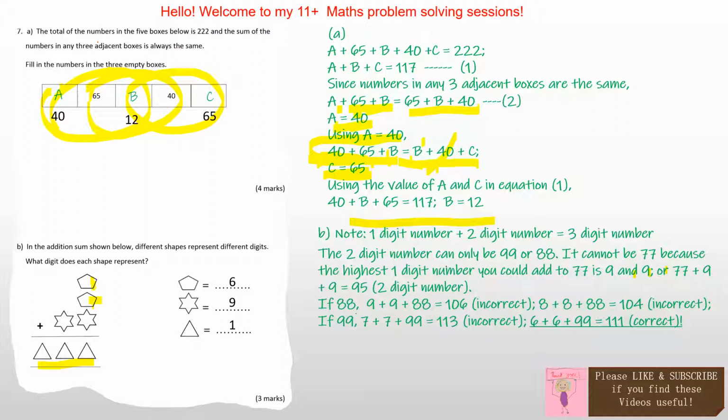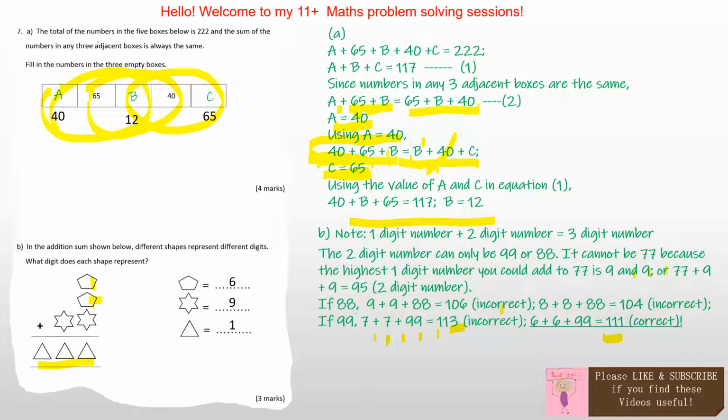Let us see. 88 plus, if the pentagon was 9, 9 plus 9 plus 88 is 106, which is incorrect. If it was 8, 8 plus 8 plus 88 is 104, again incorrect. So I tried with 99. If I add 7 plus 99, I get 113, which is incorrect. But if I do 6, there I go. 6 plus 99 is 111. So that is correct because all three digits are the same.